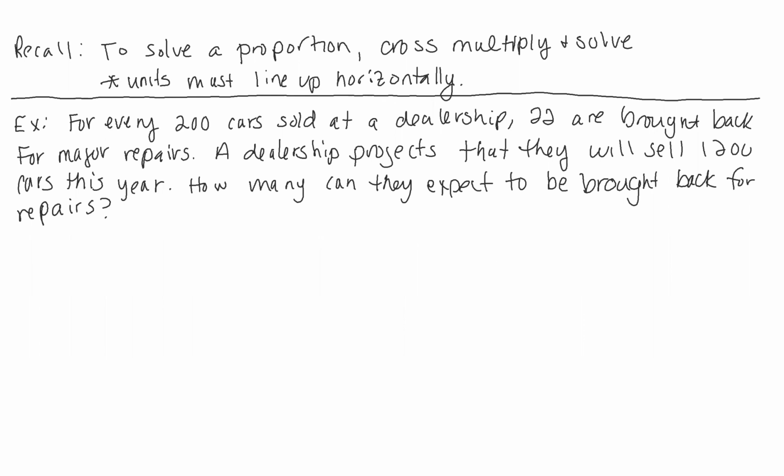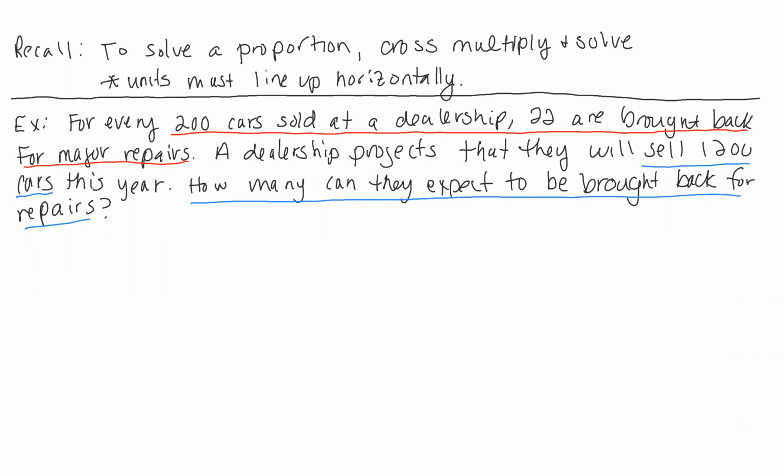We have that for every 200 cars sold at a dealership, 22 are brought back for major repairs. We know this flat out. At a dealership, 22 cars out of 200 are brought back for major repairs. Okay, that's what we know without a shadow of a doubt. Now, this particular dealership projects that they will sell 1,200 cars this year. How many cars can they expect to be brought back for major repairs? They think they're going to sell 1,200 cars. How many can they expect to be brought back for repairs?